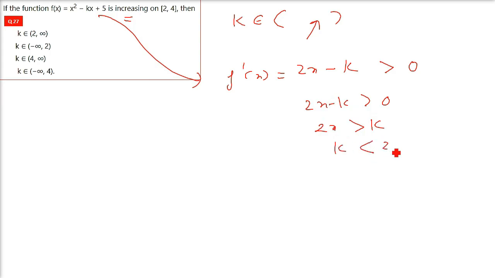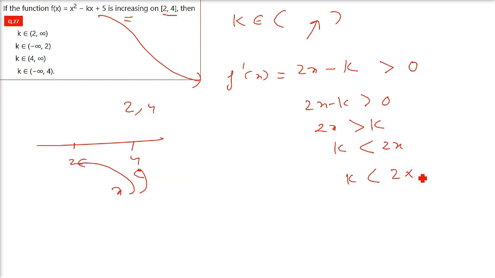So k should be less than 2x. Now x varies from 2 to 4. The lowest value of x is 2 and the highest value of x is 4. You can replace x by 2 and x by 4. So k is less than 2 into 2, which is 4, and k is less than 2 into 4, which is 8. So k is less than 4 and k is less than 8.